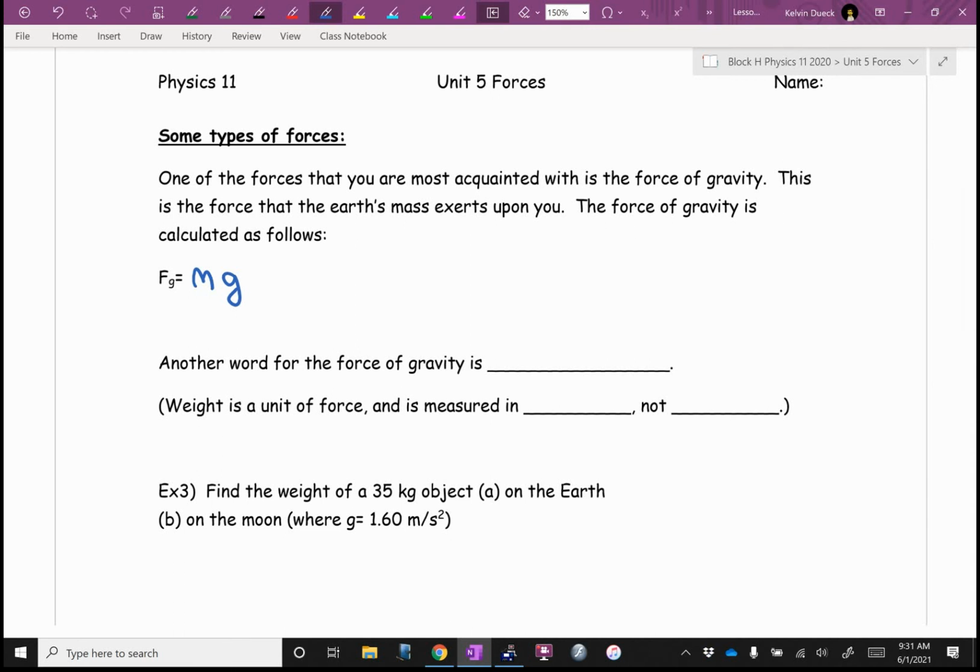Oh, stop. What's another word for the force of gravity that starts with the letter W? Weight. And I'm going to be very, very, very fussy. Weight is a force, not a mass. Weight is measured in newtons, not in kilograms. Those are two different things. Mass and weight are not the same thing in physics. They're very different.